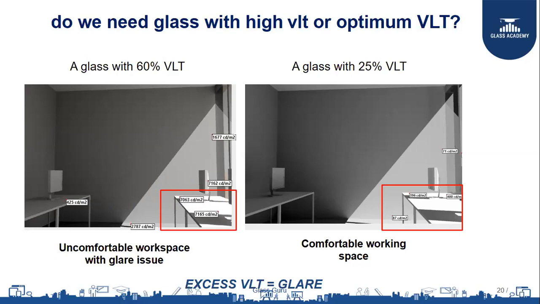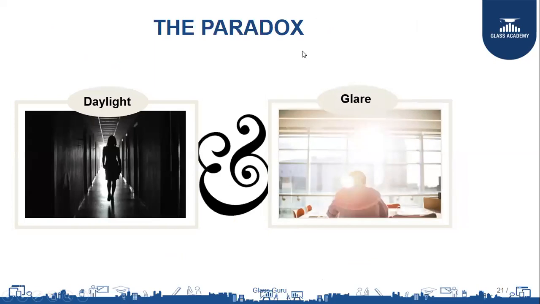Rhino is also a software you can use to model the building, and you can use Grasshopper with tools like Honeybee and Ladybug to run this simulation. They all use Radiance in the backend. So clearly there is a paradox. What is daylight and what is glare? How much light is comfortable and how much is uncomfortable?